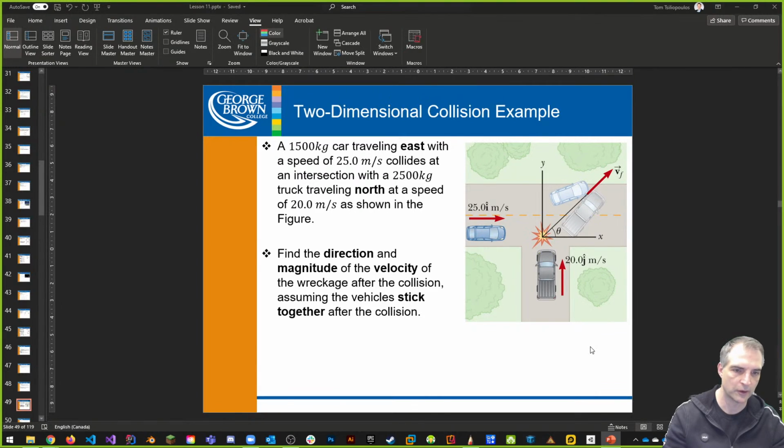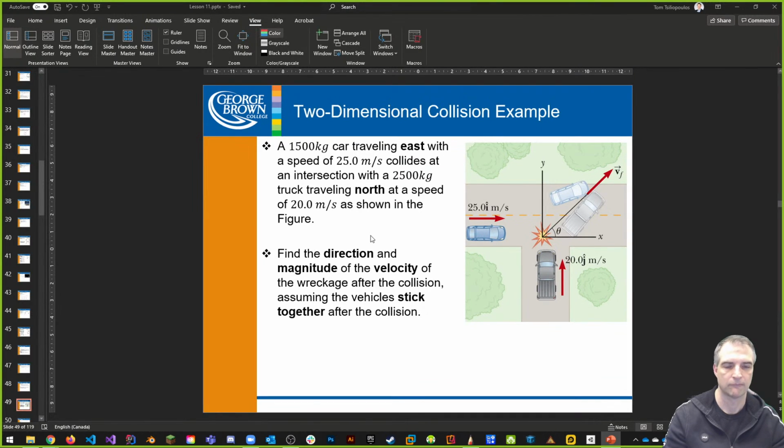All right, here's another one. We've got some values now. A 1,500 kilogram car is traveling east, this way, right? With a speed of 25 meters per second, so across the x-axis. And it collides at an intersection, somewhere in here, with a truck traveling north, a 2,500 kilogram truck, a bigger object, at a speed of 20 meters per second, a slightly smaller speed.